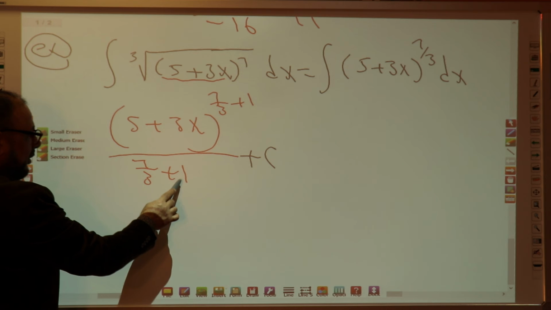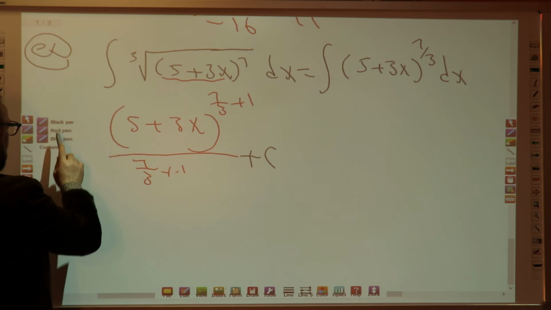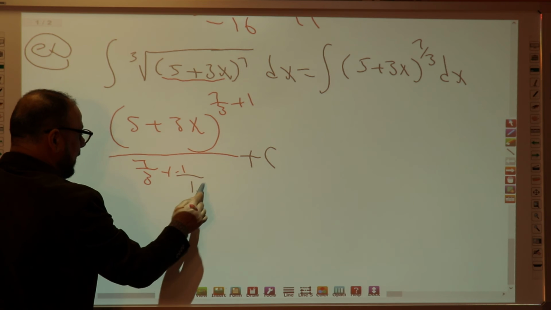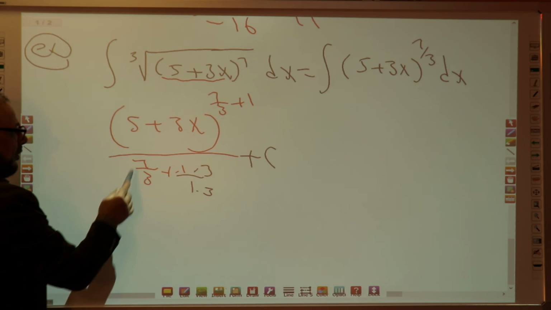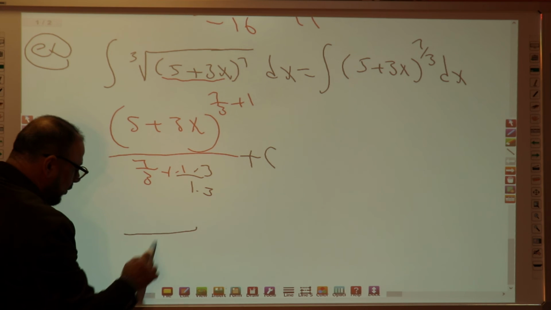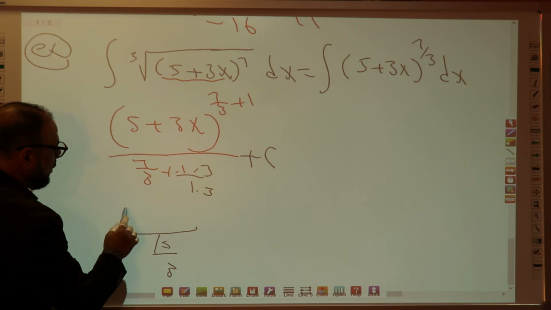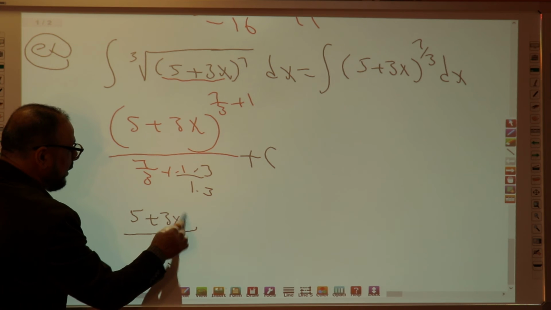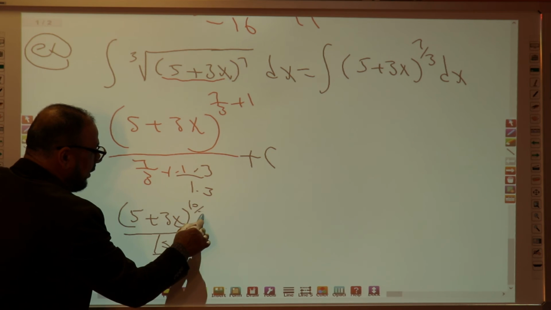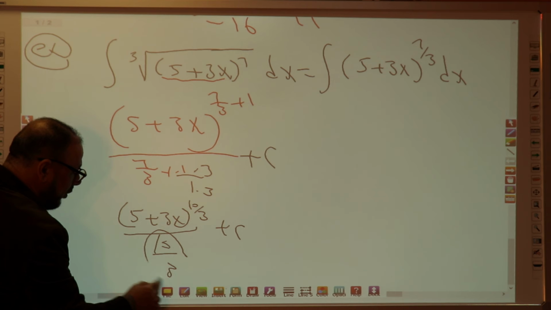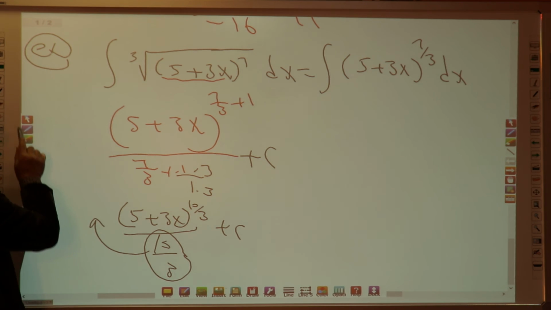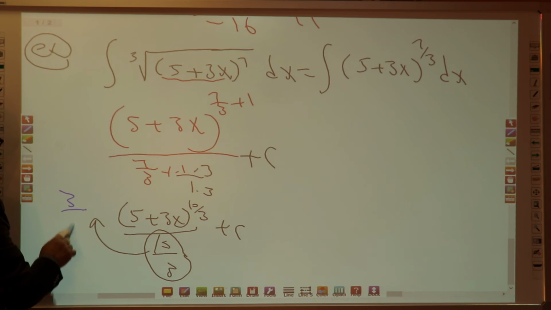It's 10 over 3. So this 1 over 10 over 3, right? 1 over 1 times 3 times 10 over 3. This 10 over 3, and on top 5 plus 3x to the 10 over 3, plus C. And this 10 over 3 goes up, becomes 3 over 10, right?